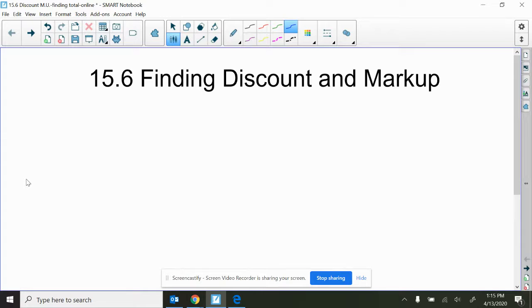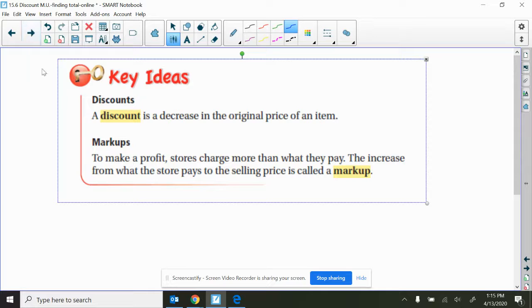Today we're going to look at chapter 15.6, just part of the section today, and going to introduce the concept of discount and markup. Discounts you probably know. Discount is something that lowers the price. We call them a sale or just a discount's common word. But markup you might not know. Markup's a little bit different. Let me show you what these two things are.